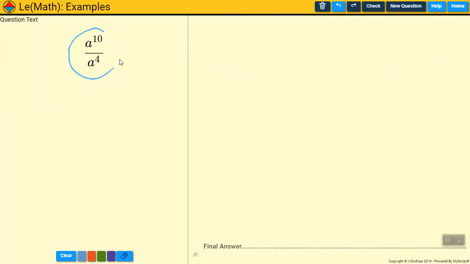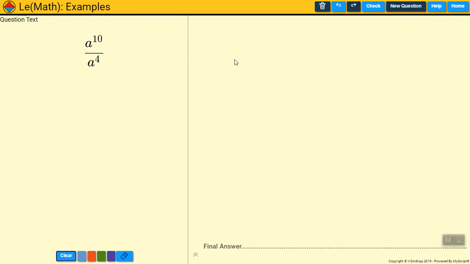This one here, you're dividing, and I think you could probably guess what the answer would be here. It would be a to the power of 6. And the rule is, obviously, if you're dividing, you subtract the powers. So 10 take away 4 is 6. So it's a to the power of 10, and you take away the 4. And this is what it would be. But let me explain to you why that is.